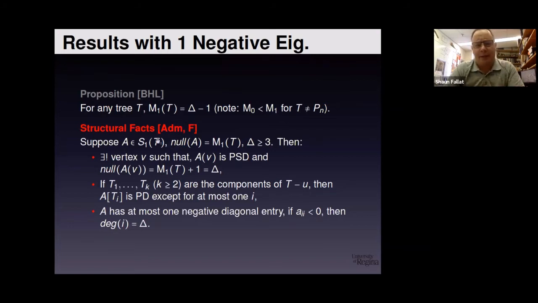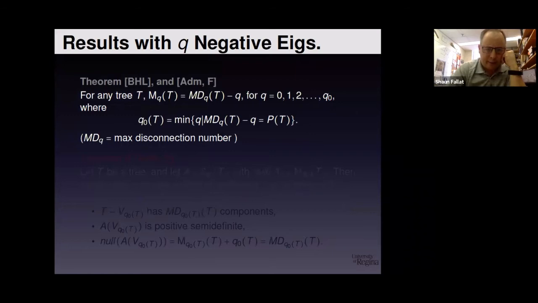So if you happen to have a matrix in S1 whose nullity is maximal, and you're not talking about a path in the context of these trees, then you have these nice properties, and they're reminiscent of the Parter-Wiener theory that was mentioned. And then we were able to extend this beyond just 1 eigenvalue. It was originally proved in this paper by BHL that in fact MQ, not just M1, can be calculated using just the graph. It's this notation MDQ of T minus Q, where MDQ is referred to as the maximum disconnection number. This is the largest number of components that can be created from the tree upon the deletion of Q vertices.